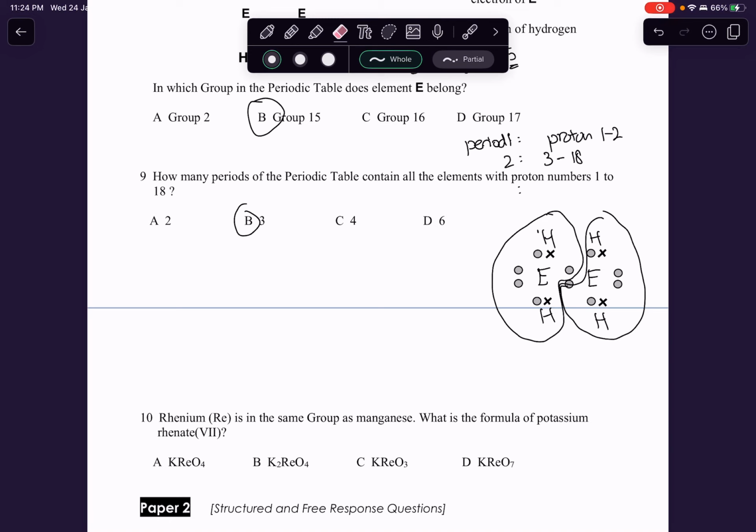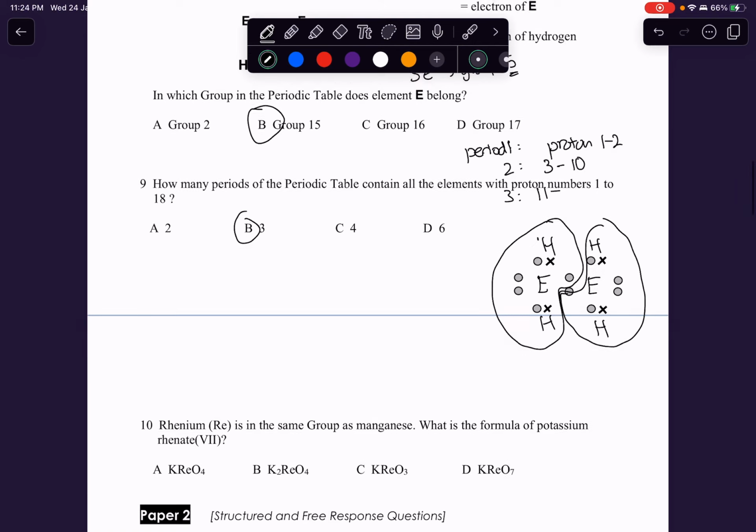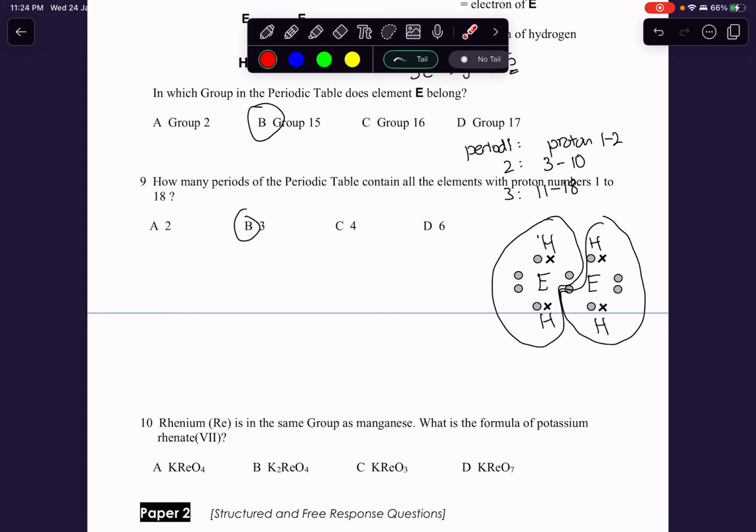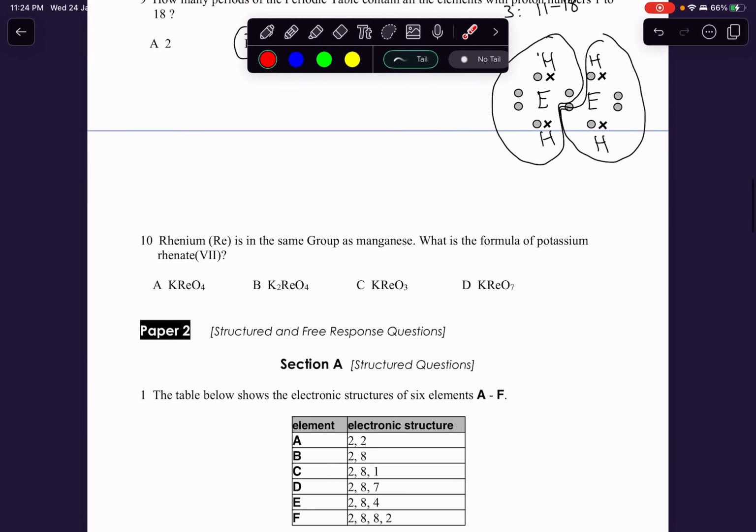Sorry. Okay. Period 2 is 3 to 10, and then third period is 11 to 18. Yep, so I missed out the number. So if you count 3 periods. Okay. Question 10.